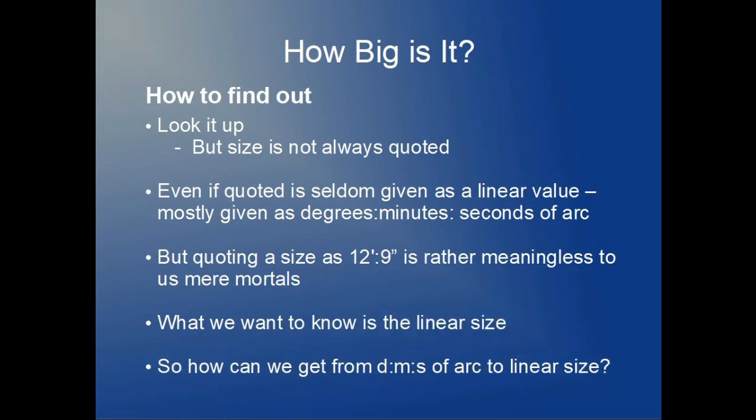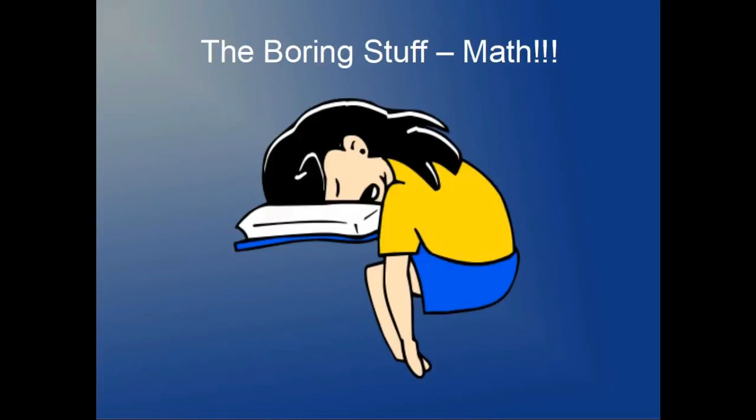So, if we want to know the linear size, but we're only given the angular size, what can we do? Well, obviously, find some way to convert the angular size into its equivalent linear size. And how can we do that? Well, I'm afraid we'll need to delve into some boring stuff, math. But I do promise to keep it simple and short.